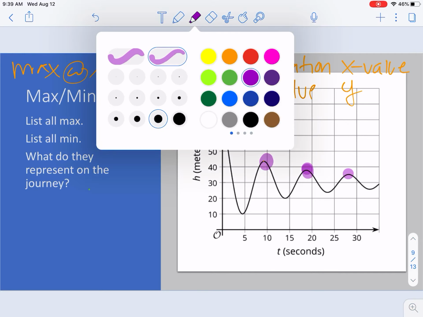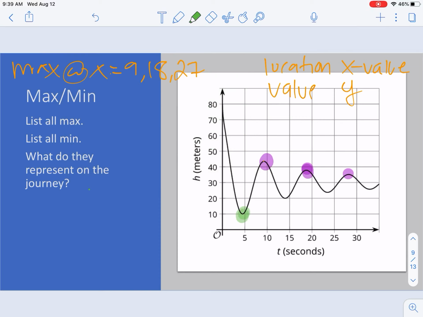Minima, on the other hand, are really similar, but they're going to be all these valleys. So I'm going to say that my minima are at x equals, let's say, 3, 13, 23, and 32. So those are just my estimations of these points.